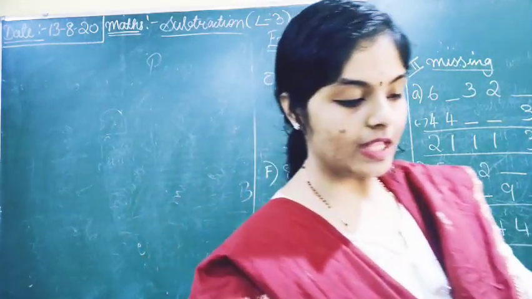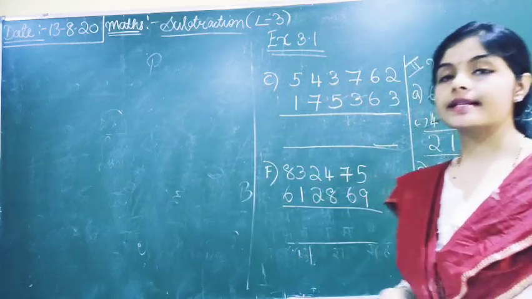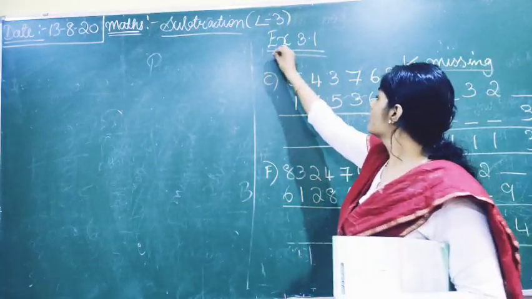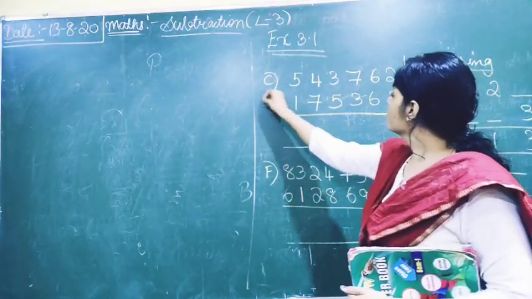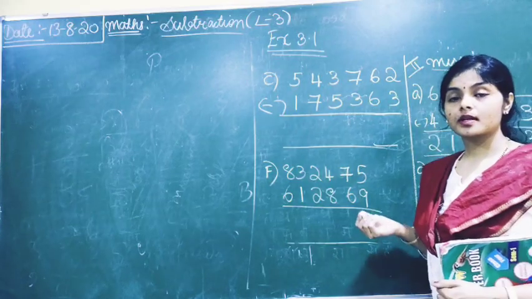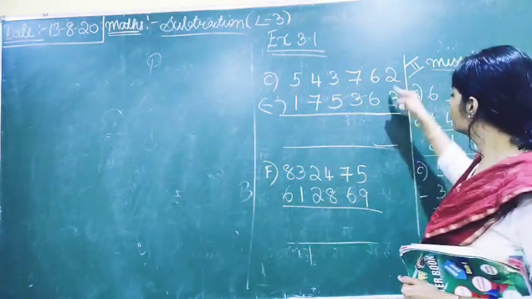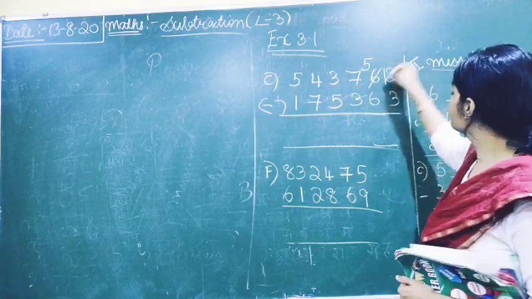please open page number 107. Okay, exercise 3.1. Now we are going to work out exercise 3.1. Here we are going to subtract the numbers. Can you subtract 2 by 3? Can you subtract children? No, 2 is small, 3 is big. I'll borrow from 6, 6 becomes 5, this becomes 12.